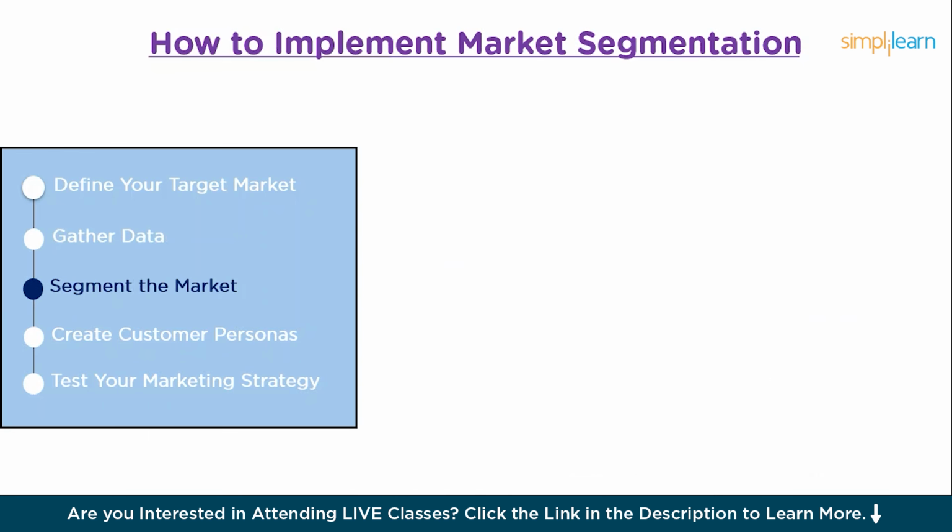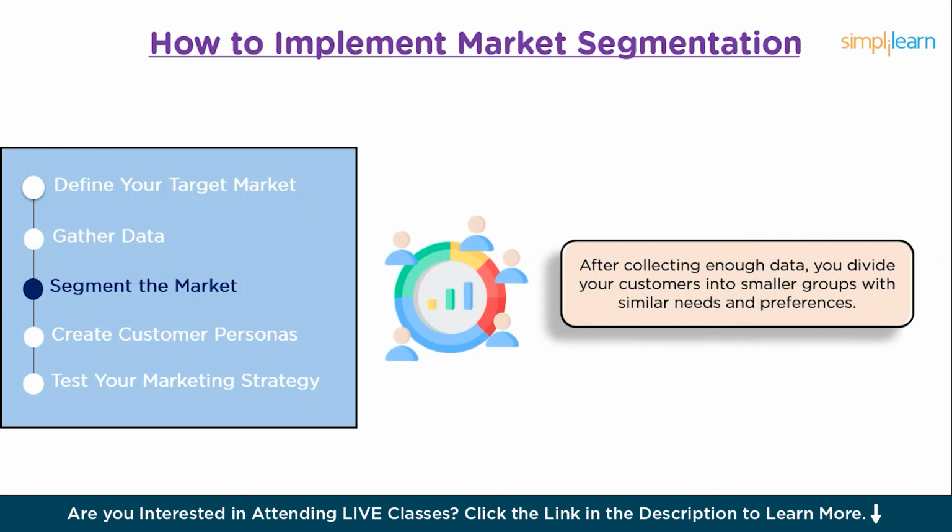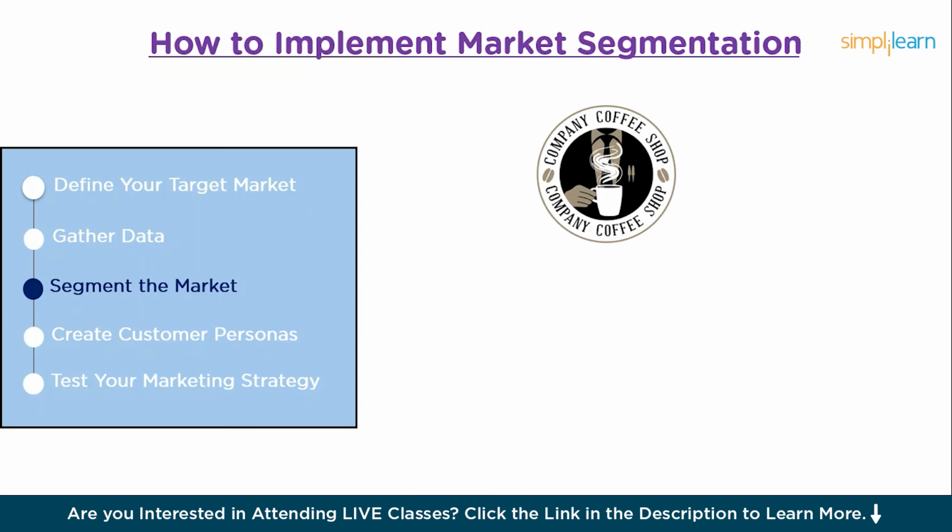Now let's look at the third step, which is segmenting the market. After collecting enough data, you divide your customers into smaller groups with similar needs and preferences. Talking about how it works, basically, you look at the data and find the patterns. Group customers who behave similarly or want similar things. Now, let's take an example.